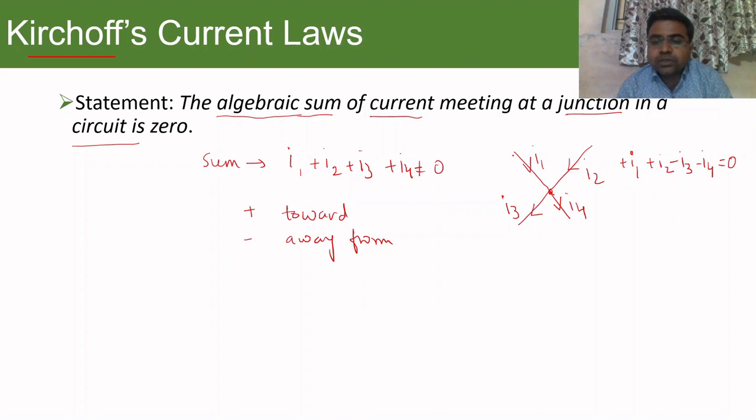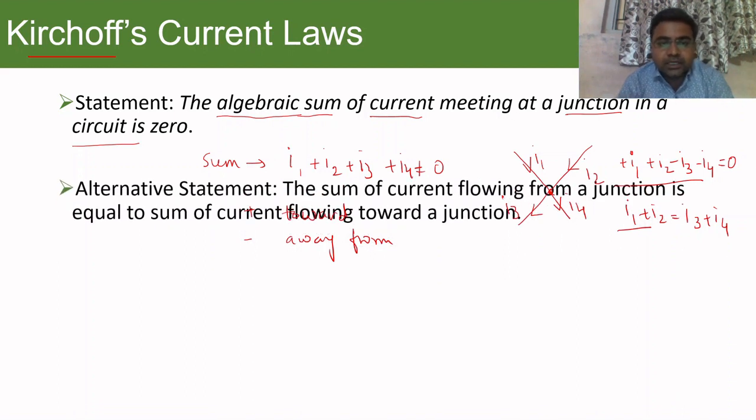In other words, I1 and I2 are incoming currents while I3 and I4 are outgoing currents. If I further simplify this equation, I can write I1 plus I2 is equal to I3 plus I4. So the sum of incoming current is equal to the sum of outgoing current. While writing this, you do not need to write algebraic sum of incoming currents equal to algebraic sum of outgoing currents. You can simply write the sum of incoming current equals the sum of outgoing current. This is the alternative statement of Kirchhoff's current law.